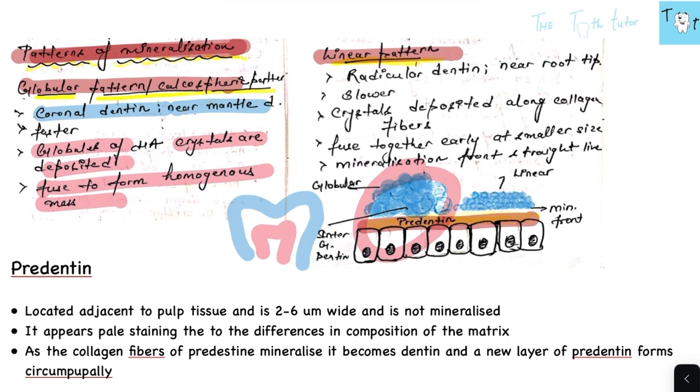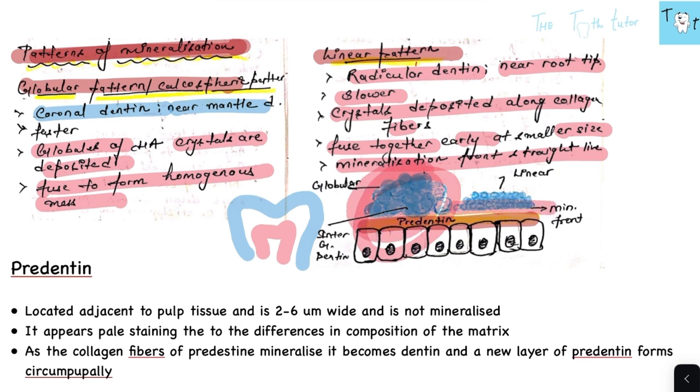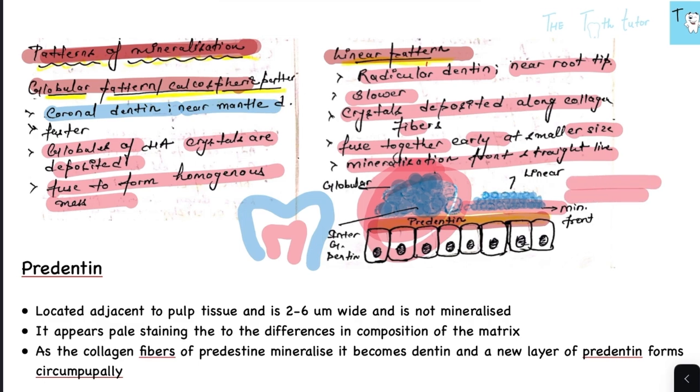Then the linear pattern happens in the radicular dentin, so in the root dentin, near the root tips. This is slower because the globules are smaller. Crystals deposit along the collagen fibers. They fuse early at a smaller size, and the mineralization front is straight. If you look at the globular pattern, this appears haphazard, but over here the mineralization appears to be taking place in straight lines. So this is the mineralization front.